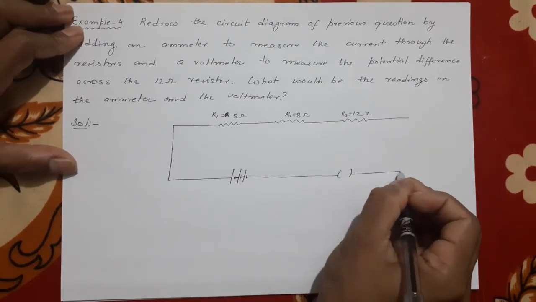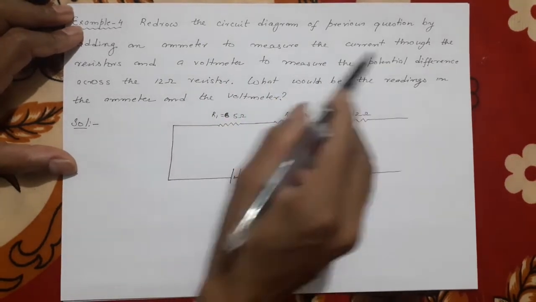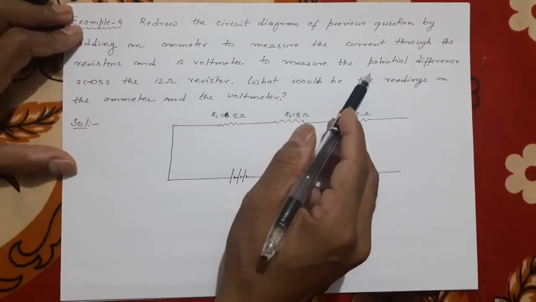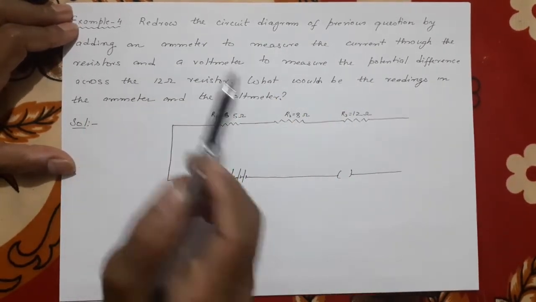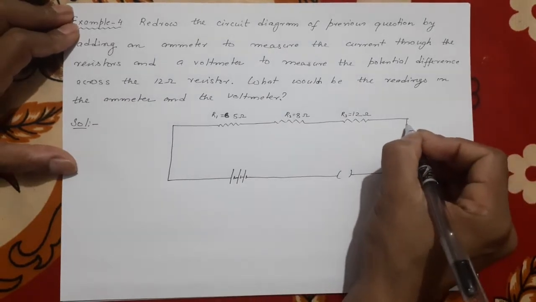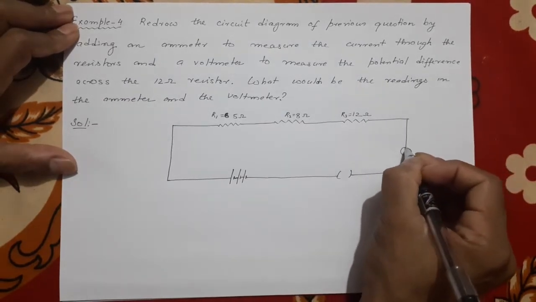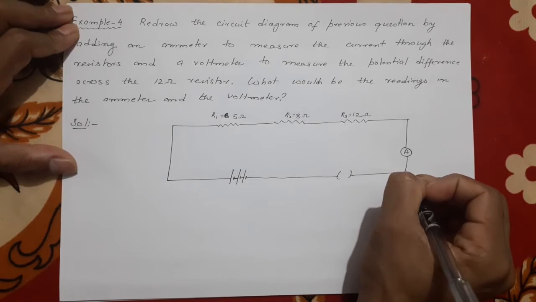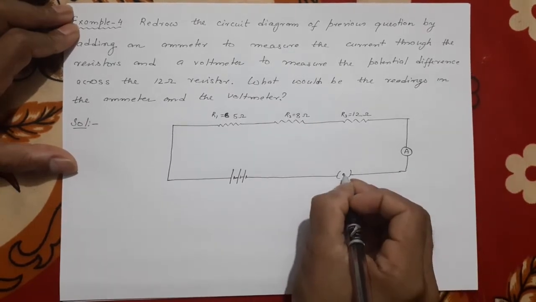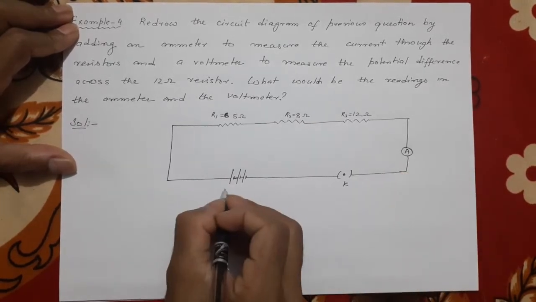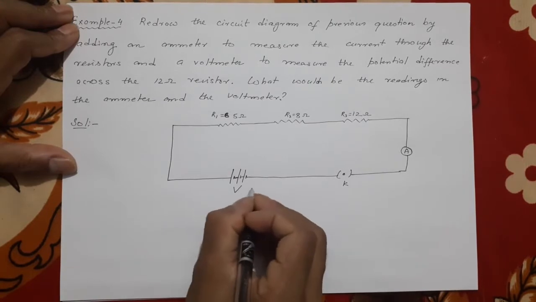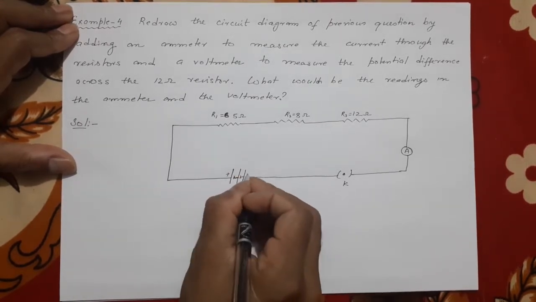Let us read the whole question. It says current through the resistance, and a voltmeter to measure the potential. Adding an ammeter. You can add the ammeter anywhere here like this. Remember how we used to do this. Here is the key. Here is the ammeter. This is the voltage, 6 volt. This side is plus. This side is minus.